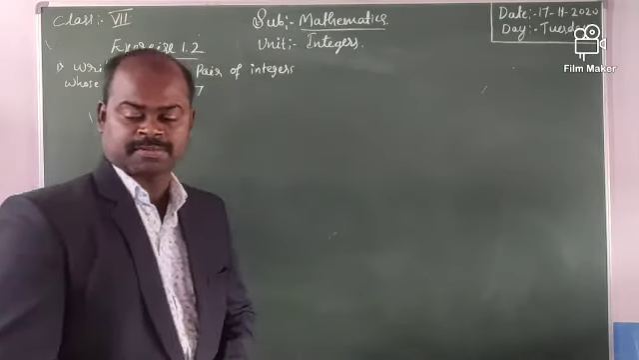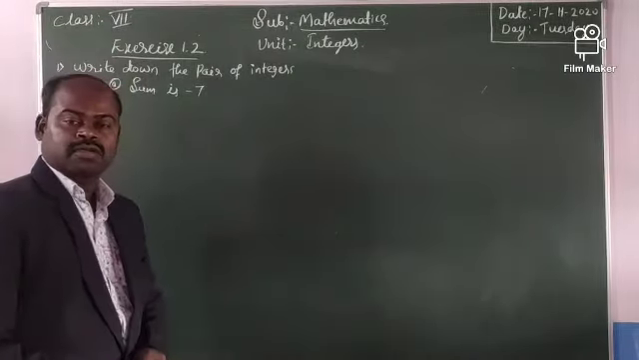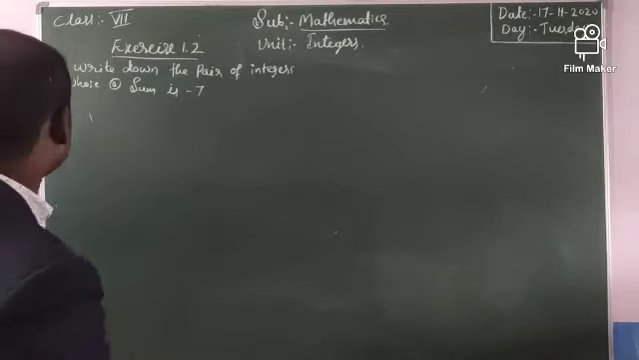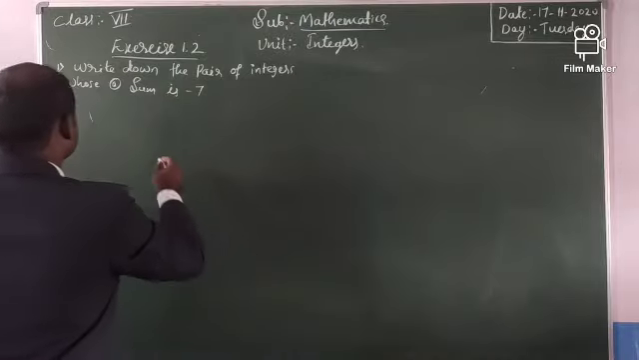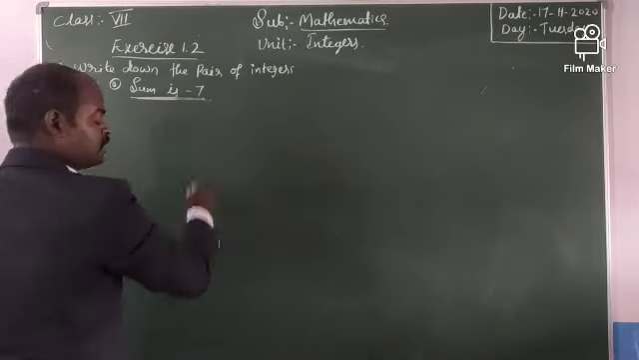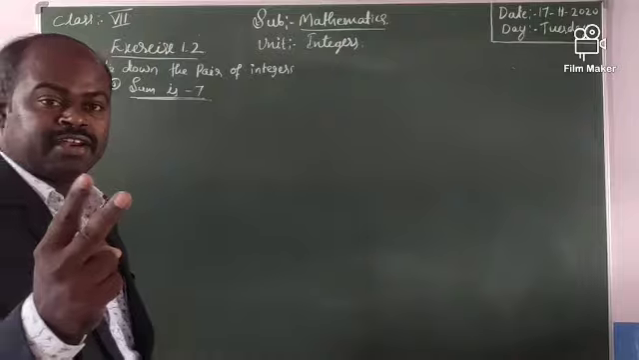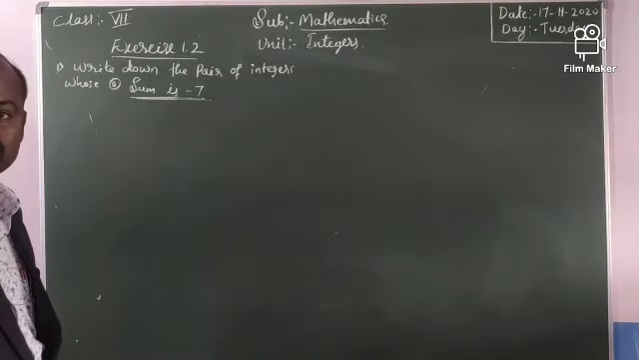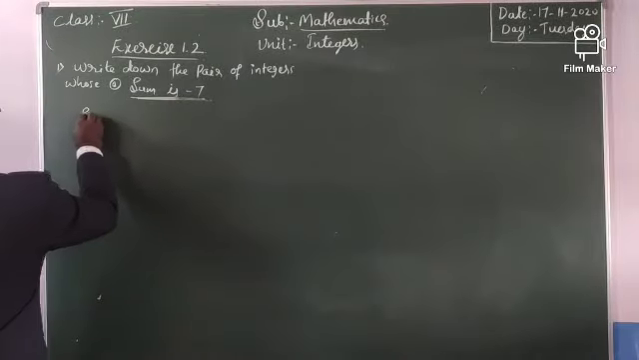Okay, in this class we are going to solve exercise 1.2 problems. First, write down a pair of integers whose sum is 7. Take one pair of numbers whose sum should be 7. Okay, let us see the first one. Solution.